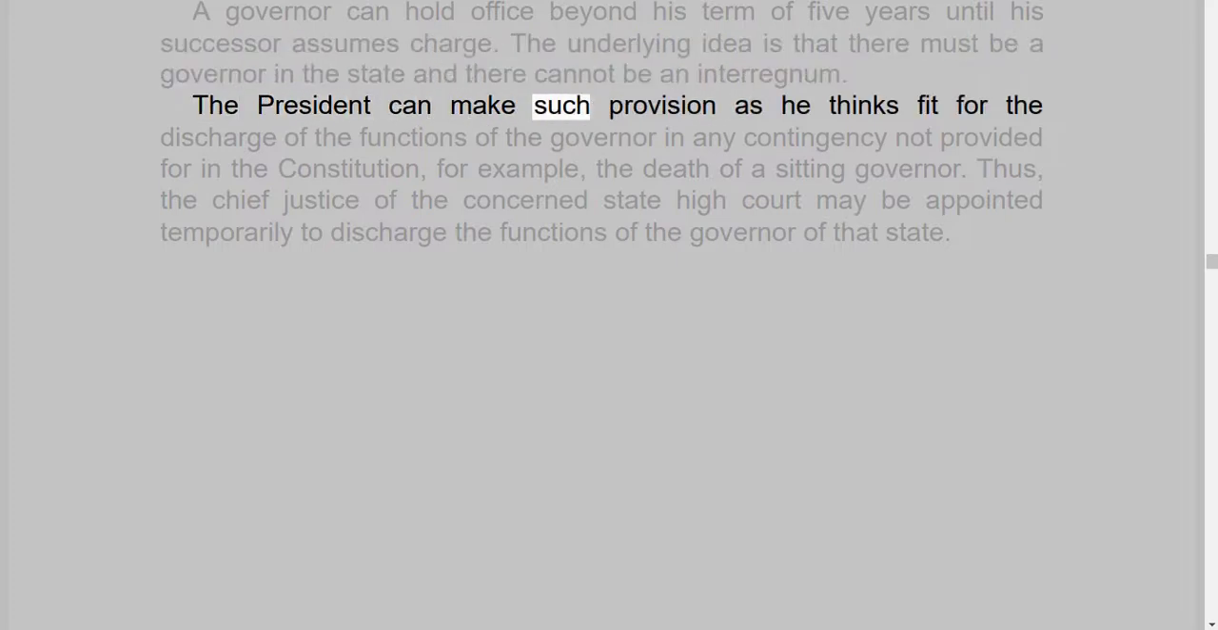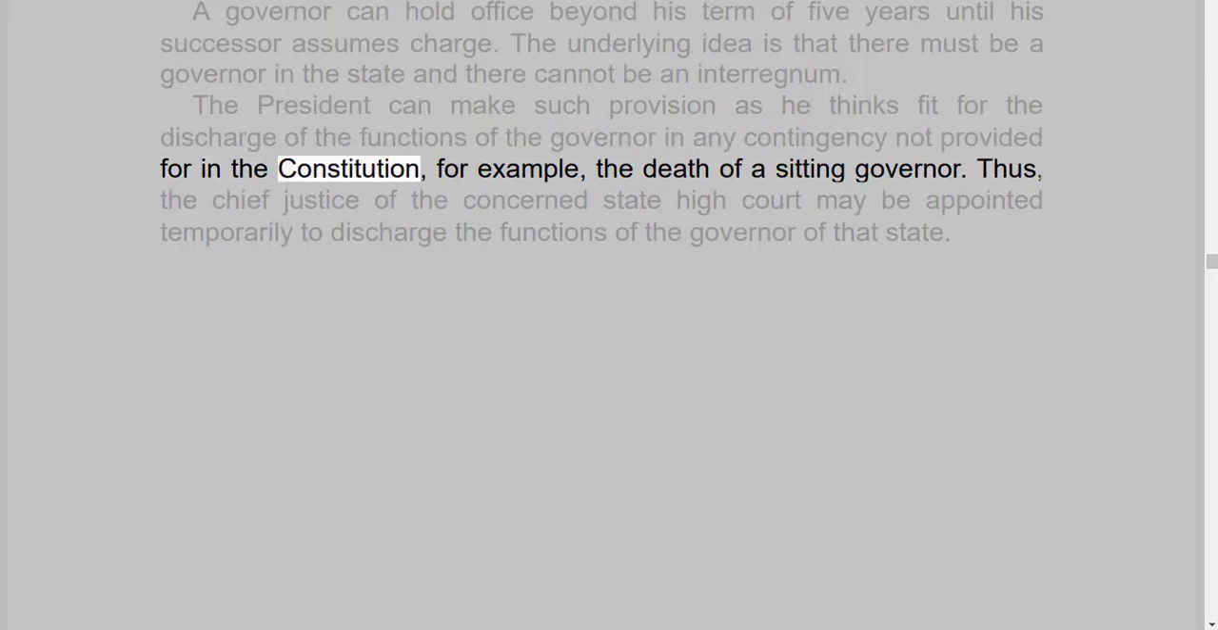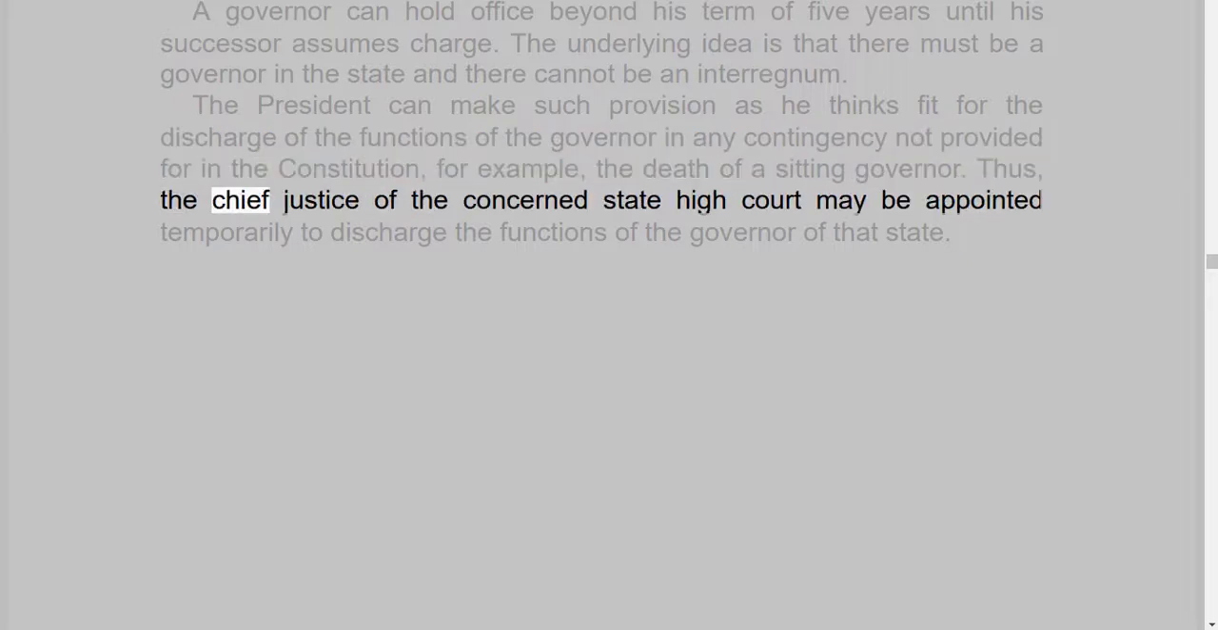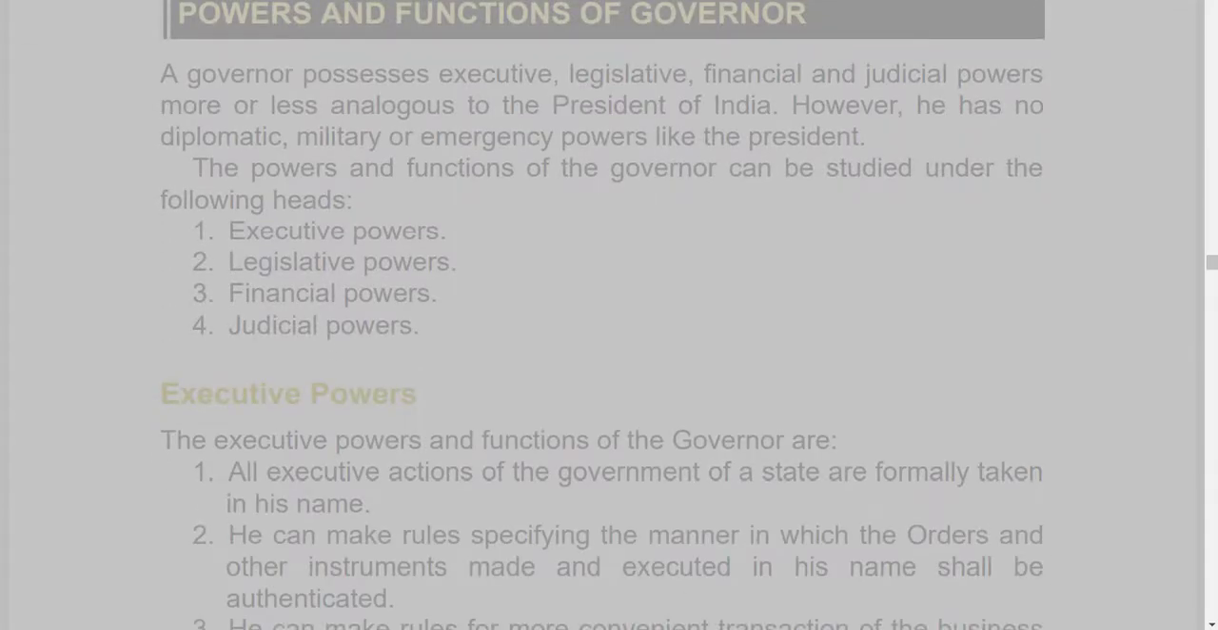The president can make such provision as he thinks fit for the discharge of the functions of the governor in any contingency not provided for in the Constitution, for example, the death of a sitting governor. Thus, the Chief Justice of the concerned state high court may be appointed temporarily to discharge the functions of the governor of that state.